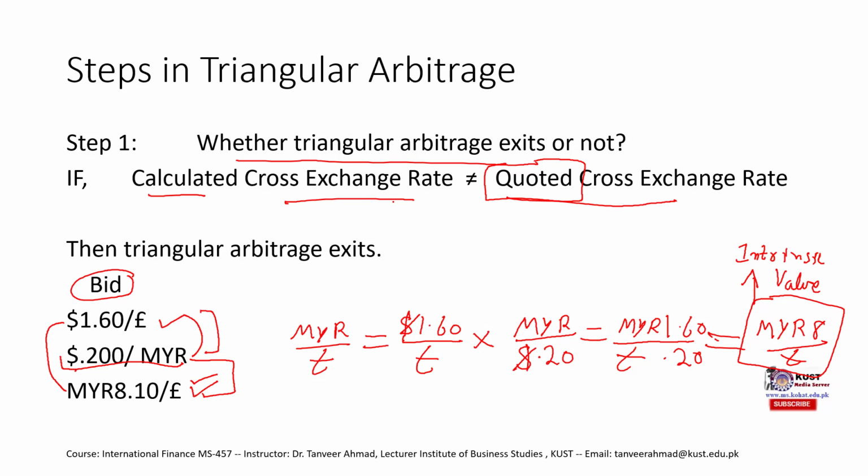So we are done with the first step. The first step was whether triangular arbitrage exists or not. We have calculated the cross exchange rate, which is 8, and the quoted cross exchange rate is 8.1. So they obviously are different. Calculated is 8 and quoted is 8.1. When they are different, we say that triangular arbitrage exists. So in this example, triangular arbitrage does exist.